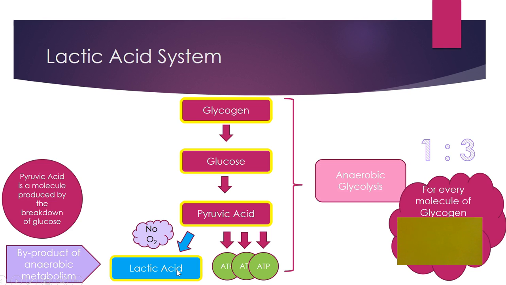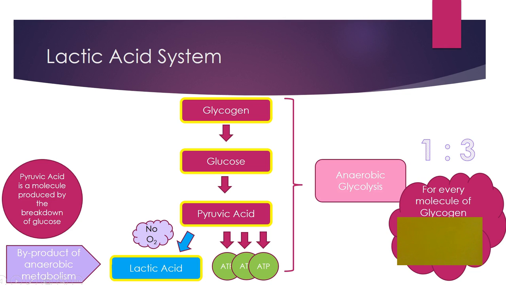Now, the energy released at this point can produce approximately 1 to 3 ATP molecules for each glucose molecule. All right, so a little bit more than the creatine phosphate system. Remember, that was 1 for 1. Okay, now it's 1 to 3, and hence this system can last a little bit longer than the creatine phosphate system.